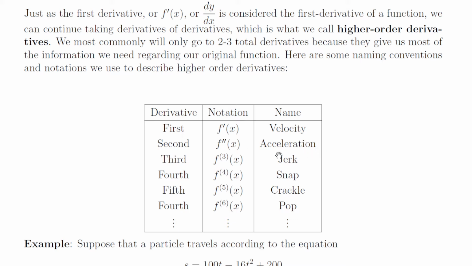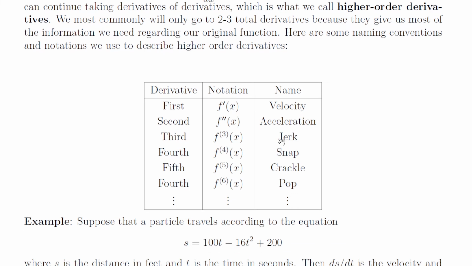For our second derivative, acceleration is our distance divided by our time squared. So that would be miles per hour squared. It's kind of like an increase: how quickly is our velocity increasing? That's what our acceleration is. The third derivative, we call jerk.